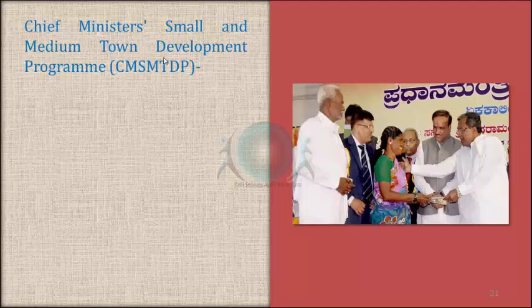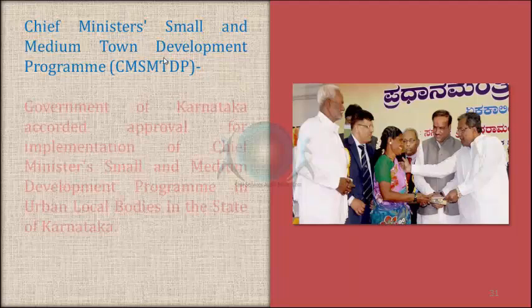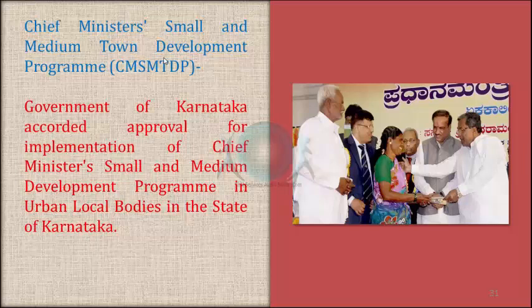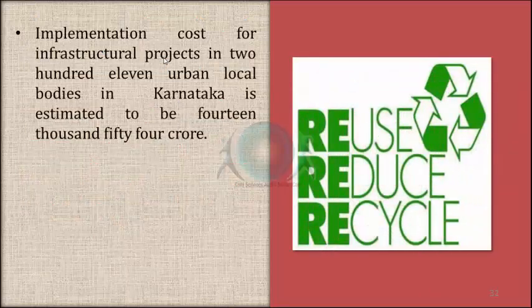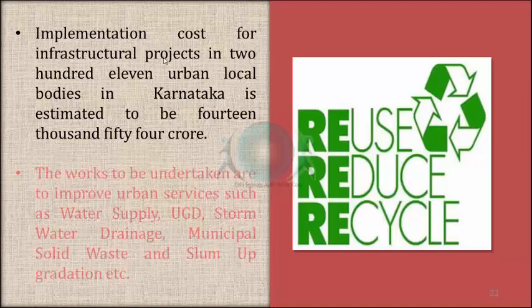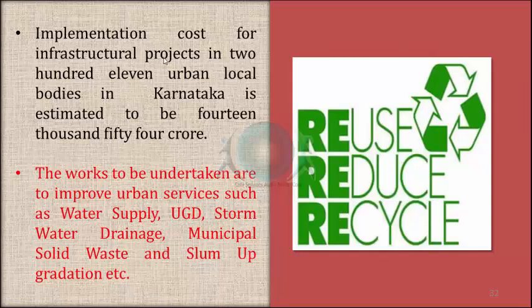Then there is a Chief Minister's Small and Medium Town Development Program. Government of Karnataka accorded approval for the implementation of Chief Minister's Small and Medium Town Development Program in urban local bodies in the state of Karnataka. The following are the salient features of the scheme. That is, implementation cost for the infrastructural projects in 211 urban local bodies in Karnataka is estimated to be 14,054 crore rupees. The works to be undertaken are to improve the urban services such as water supply, stormwater drainage, municipal solid waste and slum improvement and upgradation, etc.